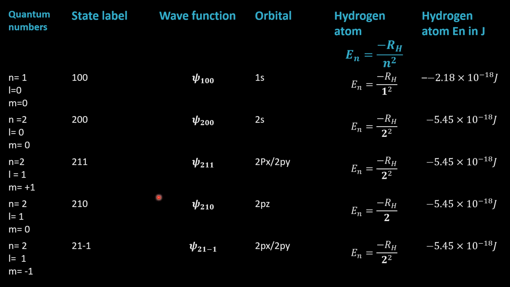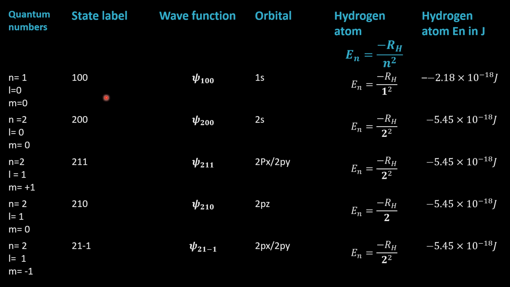Here we have a table representing the different quantum numbers. There are the state labels, wave functions, then orbitals, then the hydrogen atom binding energy, and the hydrogen atom binding energy in Joule. When the quantum number n is equal to 1, L is equal to 0 and m is equal to 0, the state label will be 1, 0, 0. That is, 1, 0, 0 represents the label of the state. What is the state of an electron?